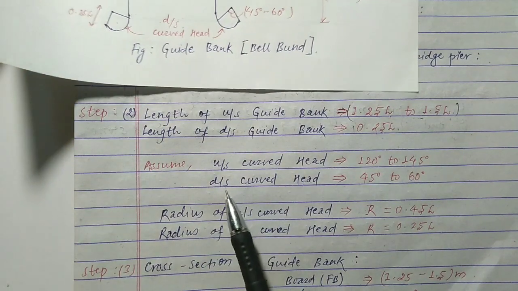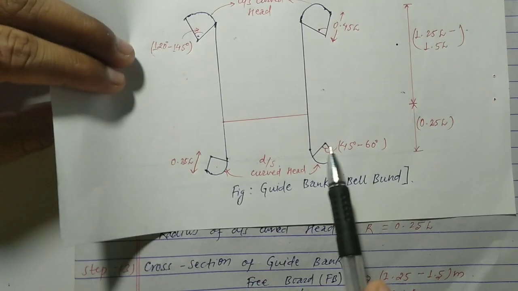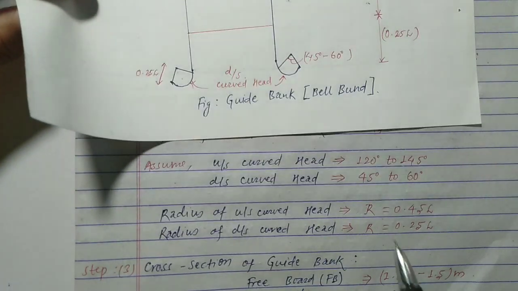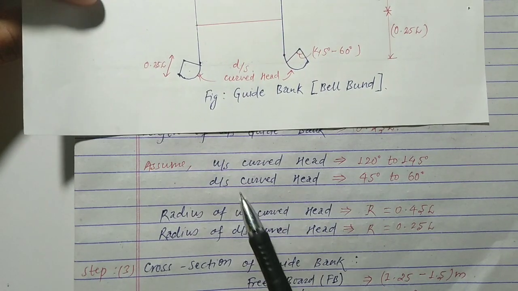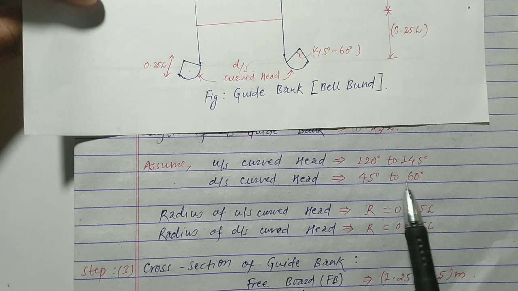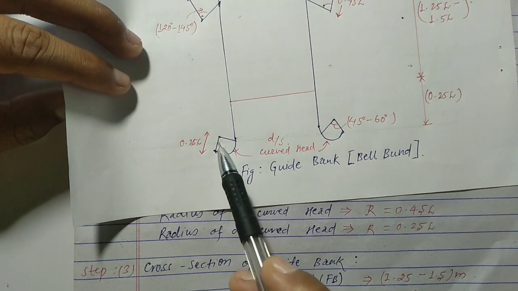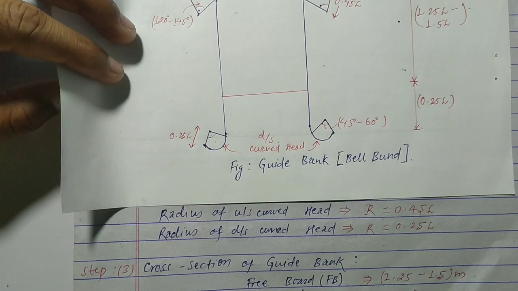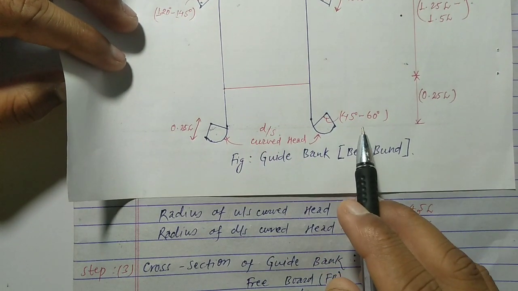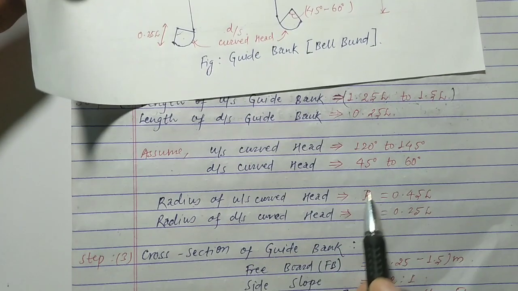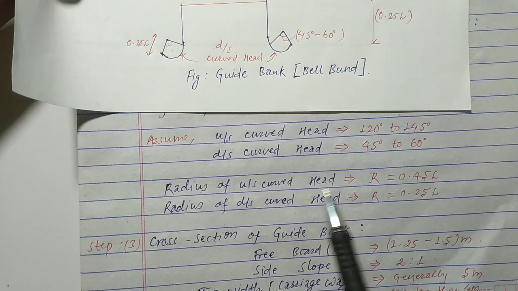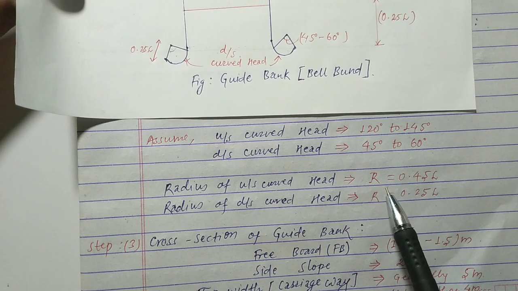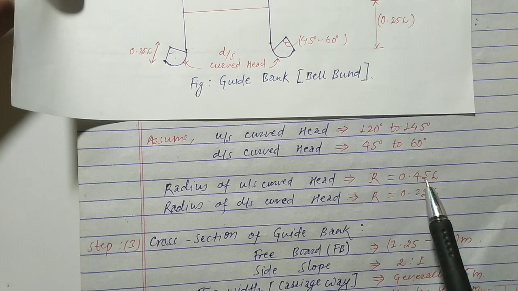For the downstream curve, you can see here this is the downstream curve. For it we have to take the angle of downstream curve head equal to 45 to 60 degree. This angle you can take in the range 45 to 60 degree for the downstream curve. And now for the radius of upstream curve, simply R equal to 0.45 L.